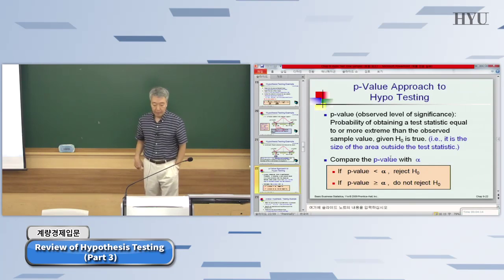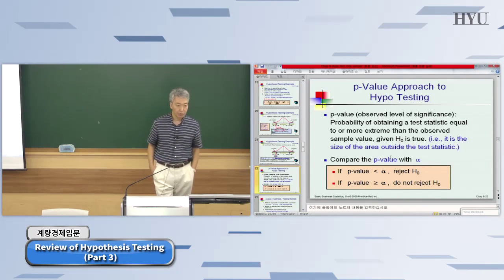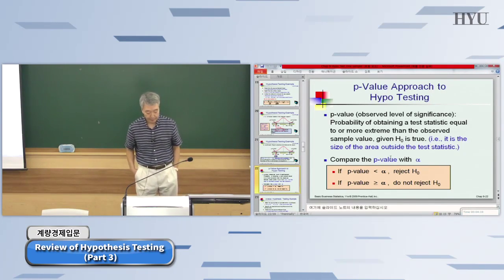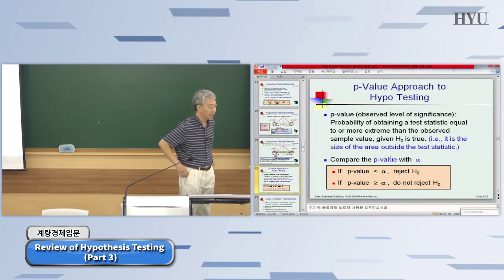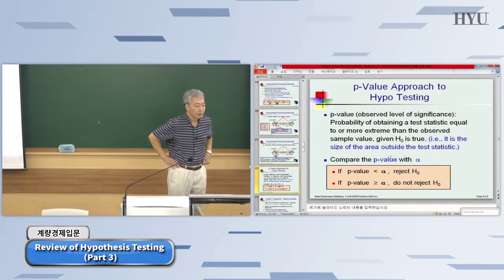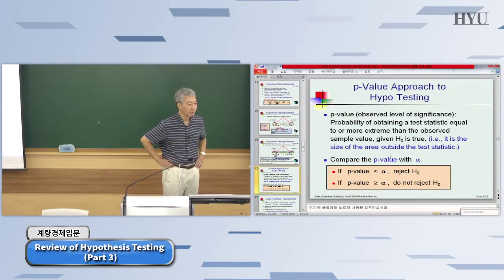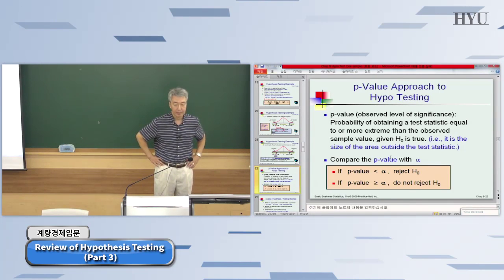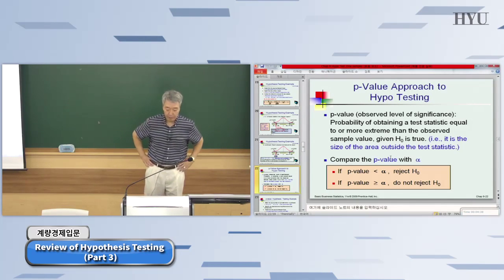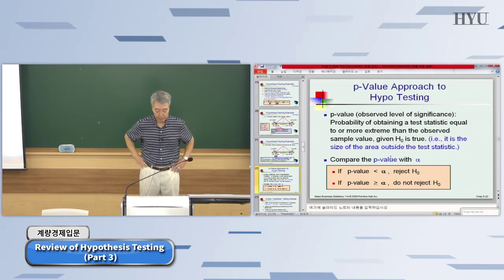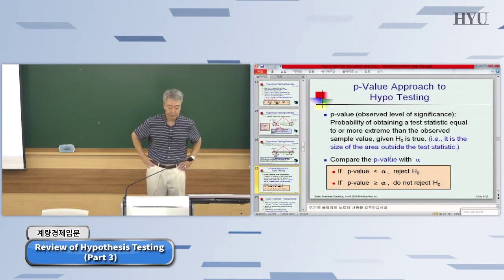If you use the p-value approach, you don't need to do that. In most actual real-life research, nobody uses the critical value approach. Everybody uses the p-value approach. It's very convenient, so please pay attention and learn how to do that. The p-value, the formal name is observed level of significance. Remember, alpha was the level of significance. P is the observed level of significance.